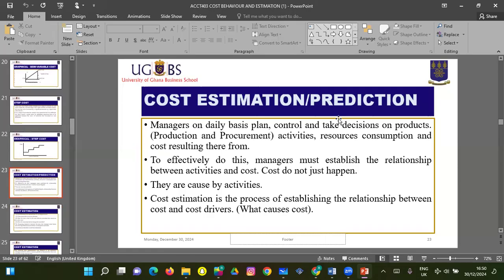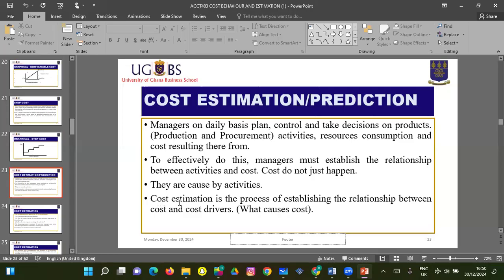So cost estimation to predictions. Managers on a daily basis plan, control, and take decisions on products, activities, resources consumption, and the cost resulting therefrom. To effectively do this, managers must establish the relationship between activities and cost. Costs do not just happen. They are caused by activities.